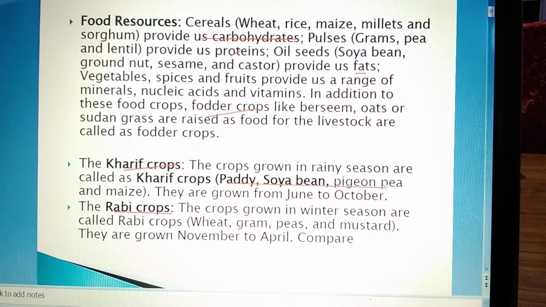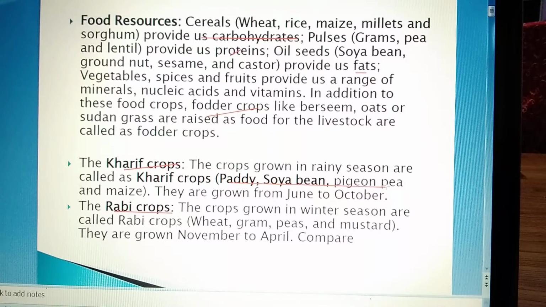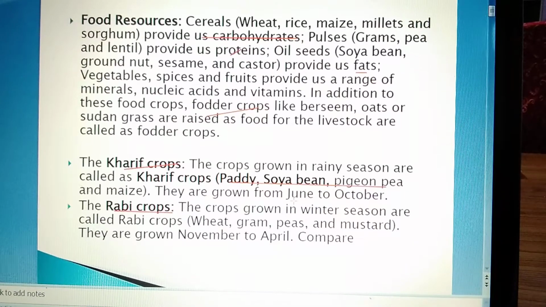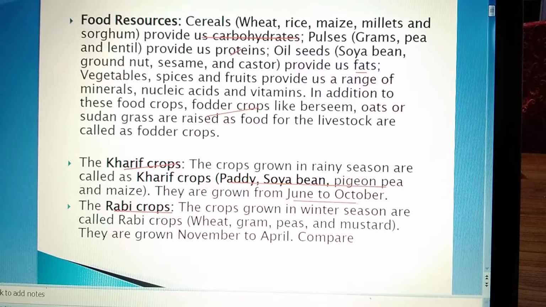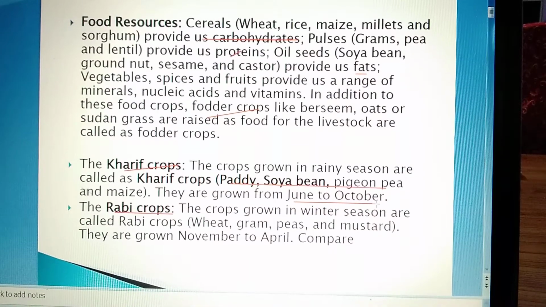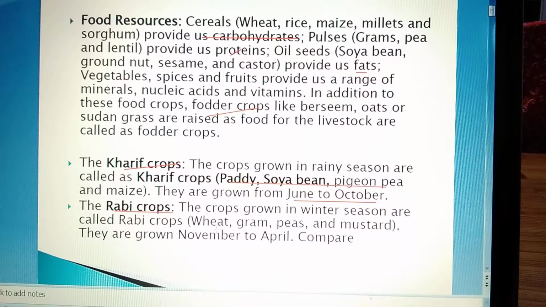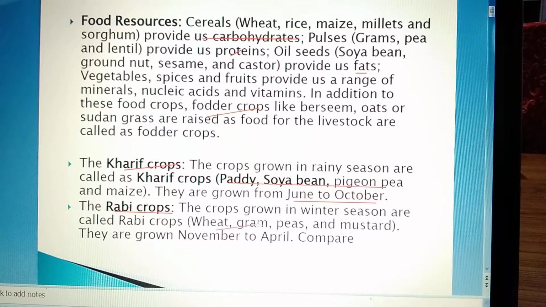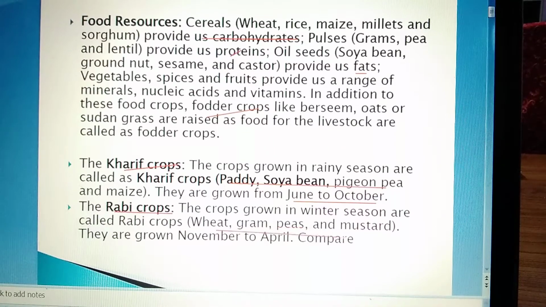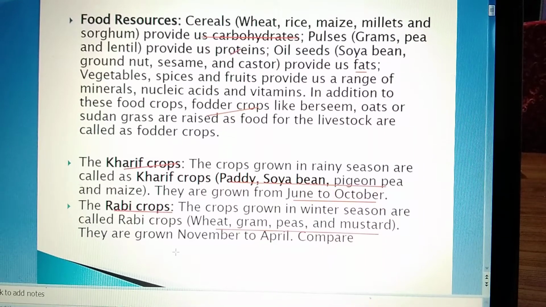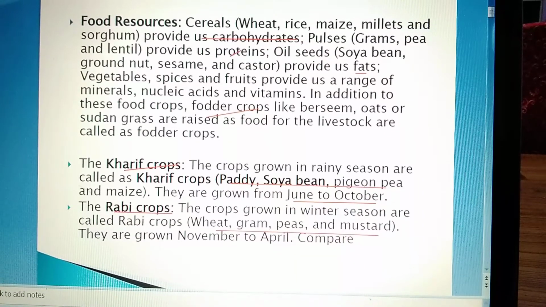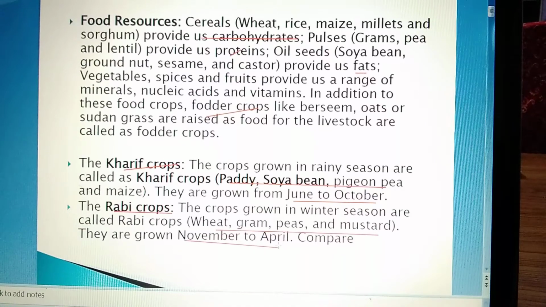Since in India the rainy season comes around June to July, the cultivation of the kharif crops is done for the period of June to October. On the other hand, the rabi crops include crops like wheat, gram, peas, and mustard, which prolong to the period from November to April.